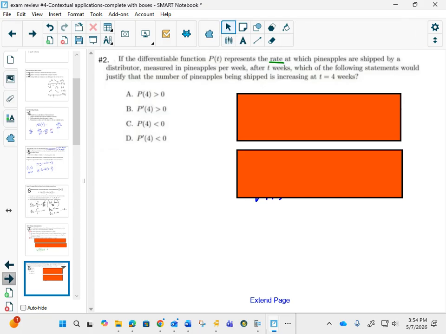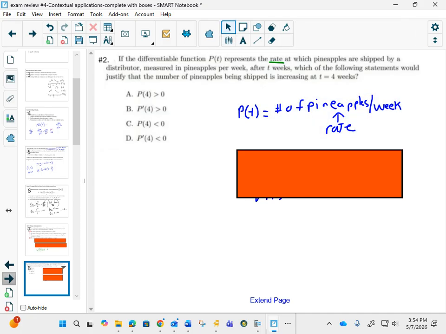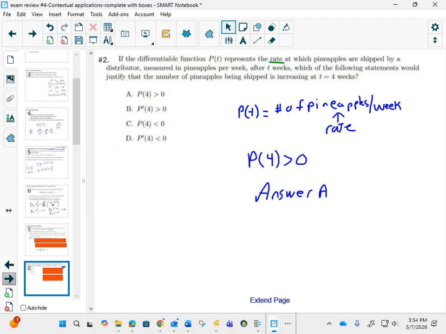The rate has to be positive, right? So if that rate is positive, then, oh, it is already there. P of 4 is bigger than 0. Up one level would be the pineapples, and they would be increasing. If P of t was the amount of pineapples, then you would have to see that P prime would be bigger, right? But this is where we have to make sure we read the question carefully.